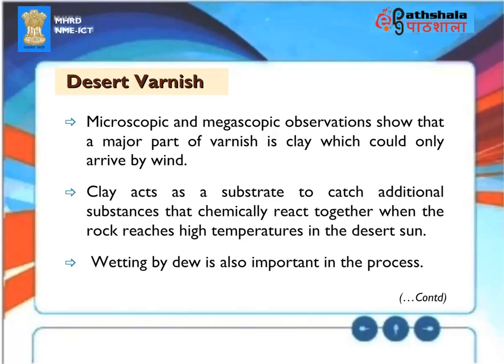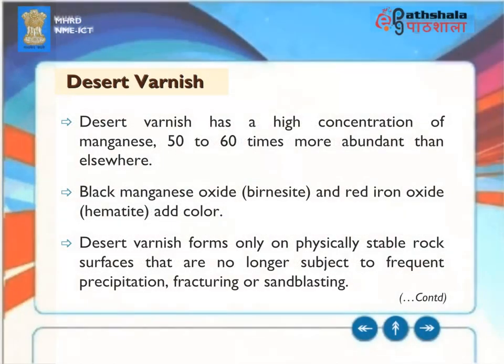Clay acts as a substrate to catch additional substances that chemically react together when the rock reaches high temperatures in the desert sun. Wetting by dew is also important in the process. Desert varnish has a high concentration of manganese, 50 to 60 times more abundant than elsewhere. Black manganese oxide or birnessite and red iron oxide or hematite add color.